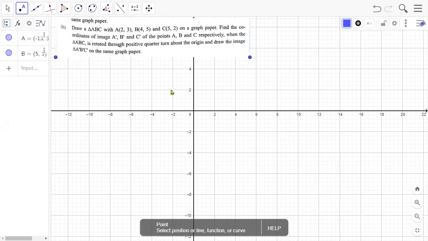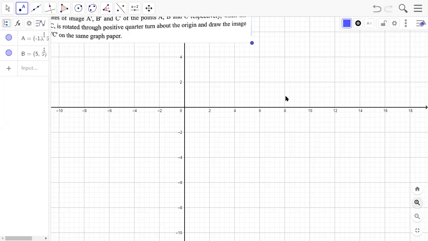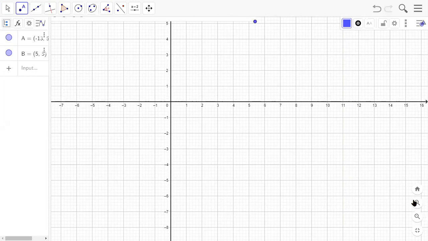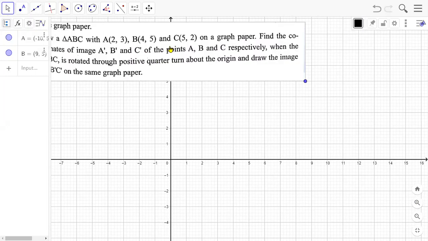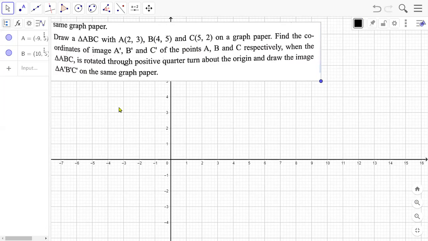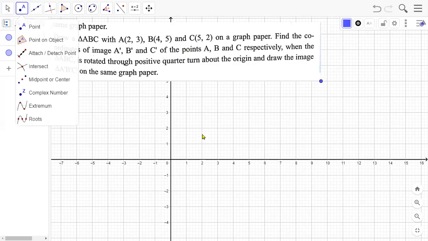Okay, this means we have to first go 2 unit right and then 3 unit up. Let me just zoom in a little bit on this graph. Let me just drag this question. Okay, here is the question. Let me just plot this point A, 2, 3 here. The first number is 2, so we have to go 2 unit right, and the second number is 3, so we have to go 3 unit up, and then finally we will obtain this point.